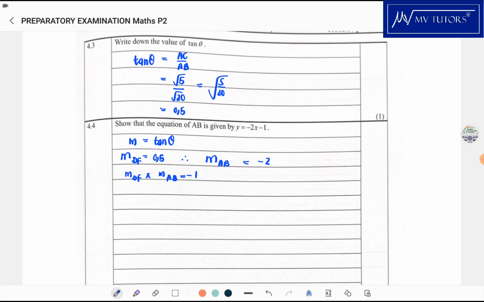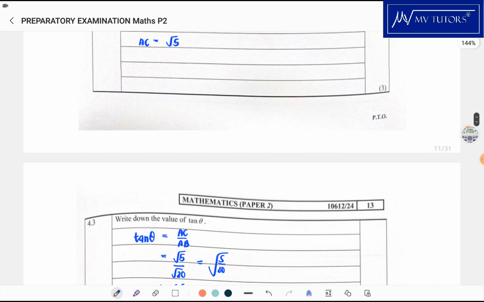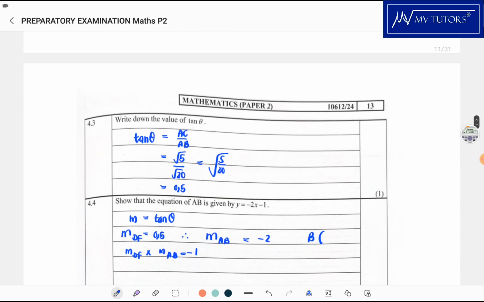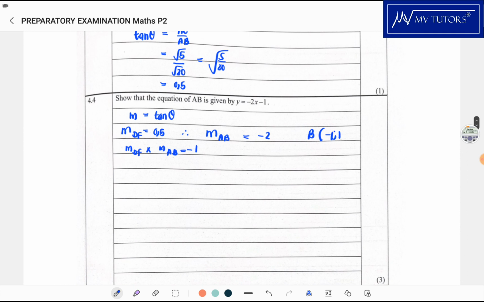Remember, we have the coordinates of B, which is (-1; 1). So we have a gradient and a point, so we can definitely get the equation of the line using y is equal to mx plus c. If I plug in the gradient, it's -2. I plug in the coordinates, I have 1 here, and -1 plus c. So c would be equal to 1, and -2 multiplied by -1 is +2, so 1 minus 2. Then c is -1. Therefore, the equation is y is equal to -2x minus 1. So we have shown that.